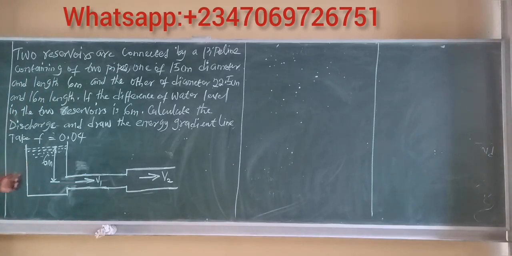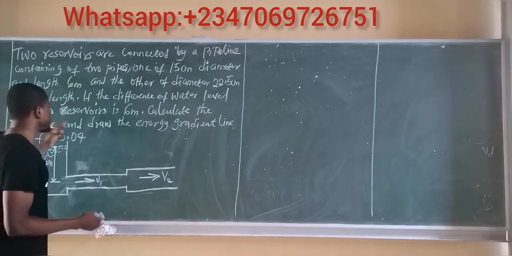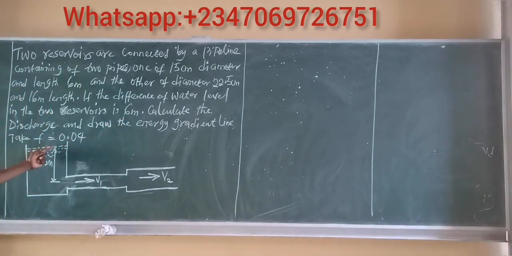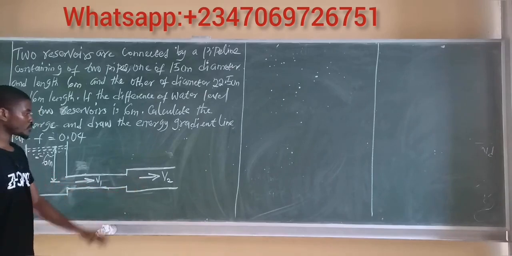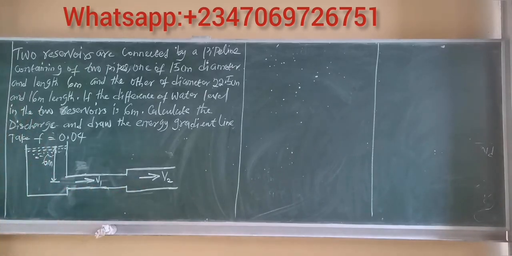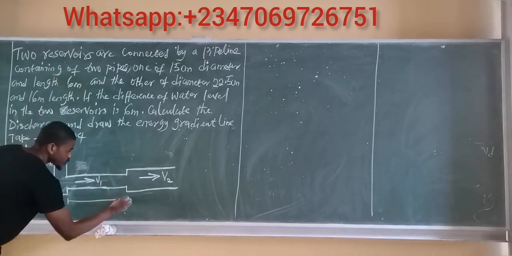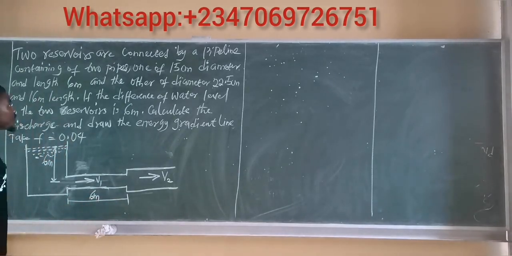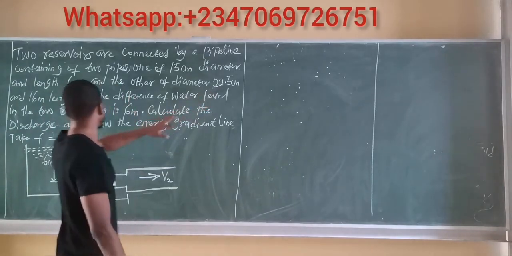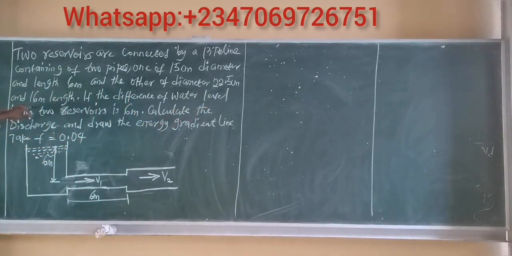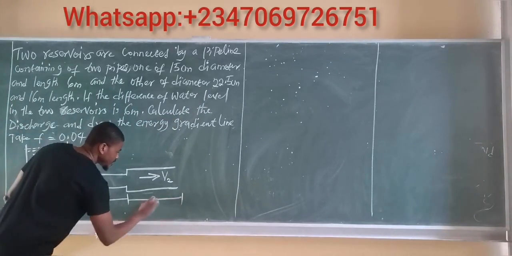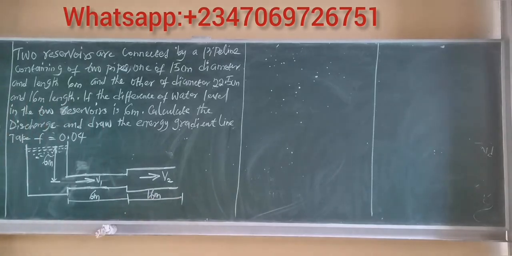This is a reservoir that contains water. The question is saying that the difference in level between the two reservoirs, which simply means height, is 6 meters. So the height of fluid flow between the reservoirs is simply 6 meters, as indicated here. We have two pipes, pipe 1 and pipe 2, connected together and jointly connected to this reservoir. The length of the first pipe is 6 meters, from here to this point. The length of the second pipe is 16 meters, as indicated there.